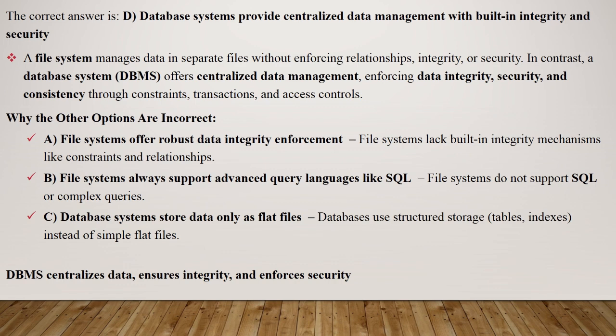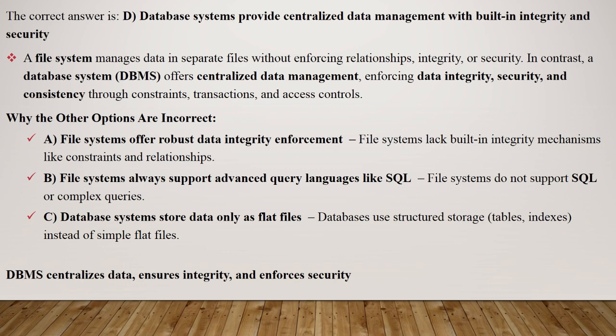The correct answer is D. Database systems provide centralized data management with built-in integrity and security. And based on this, a file system manages data in separate files without enforcing the relationship, integrity, or security. In contrast, the database management systems offer centralized data management that enforces data security, integrity, and consistency through constraints, transactions, and access controls. Why the other options are incorrect?